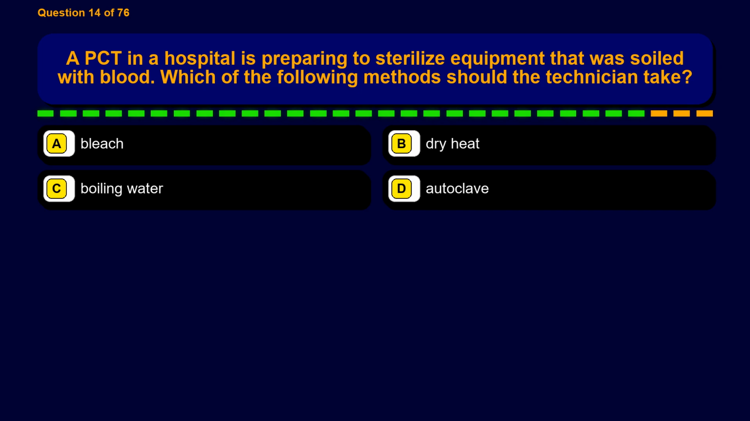Question 14. A PCT in a hospital is preparing to sterilize equipment that was soiled with blood. Which of the following methods should the technician take? Option A, bleach. Option B, dry heat. Option C, boiling water. Option D, autoclave.